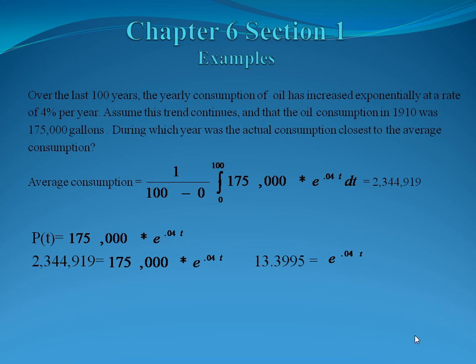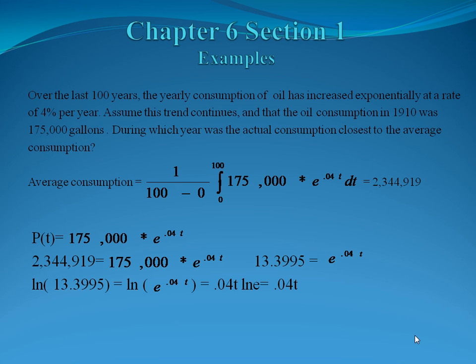When we set them equal, we want to solve for t. So the first step is to divide both sides by 175,000. So we get 13.3995 equals e to the 0.04t. Now that we have the term with t isolated, we can use natural logs to get that t down. We take the natural log of both sides of our equation, and we remember that when you take the natural log, the power will come down out front.